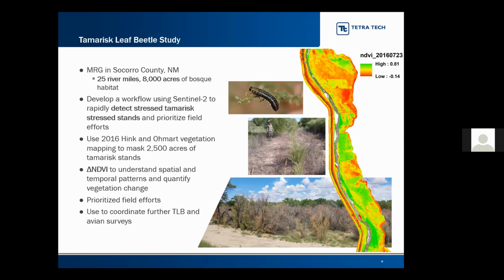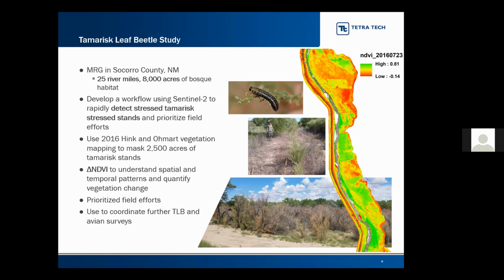So our first use case here is the Tamarisk leaf beetle study. And here we found there was a real need to evaluate and understand the ecosystem level changes and consequences of tamarisk biocontrol agent on a landscape scale. These successive defoliation or foliation events are difficult to track, as identified in the first couple slides there.